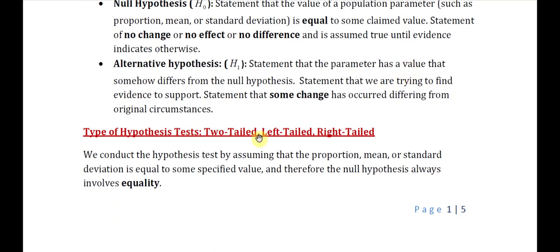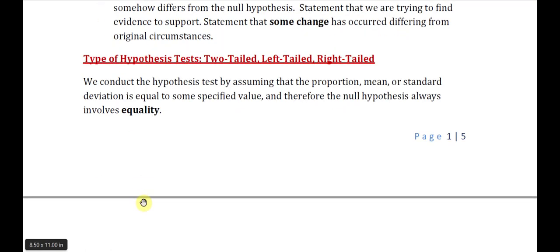Now, there are three types of hypothesis tests: the two-tailed, the left-tailed, or the right-tailed. We conduct the hypothesis test by assuming that the proportion, the mean, or the standard deviation is equal to some specified value. Therefore, the null hypothesis always involves equality. We have these parameters equal to some specified value, so the null hypothesis should involve the equal sign.